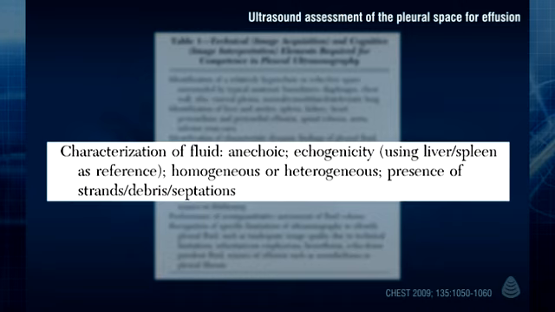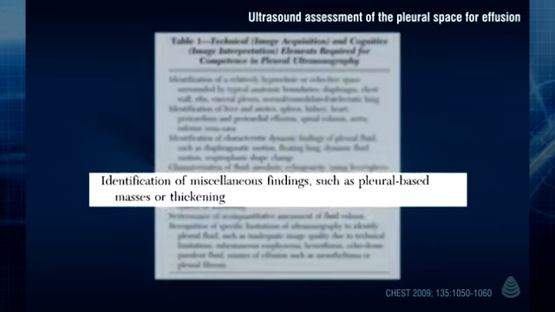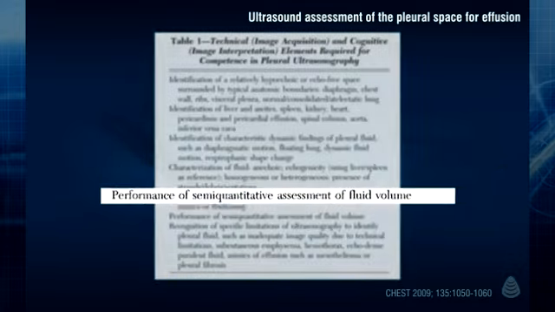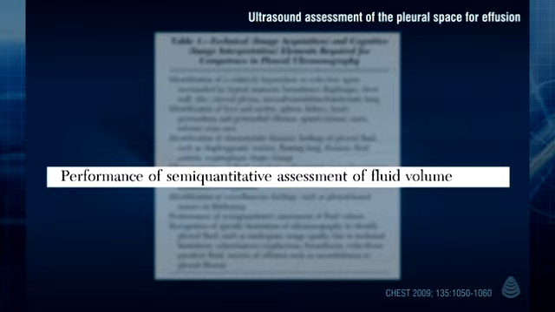Characterization of fluid: anechoic, echogenicity, using the liver and spleen as a reference, homogeneous or heterogeneous, presence of strands, debris, and septations. Identification of miscellaneous findings such as pleural-based masses or thickening. Performance of semi-quantitative assessment of fluid volume.